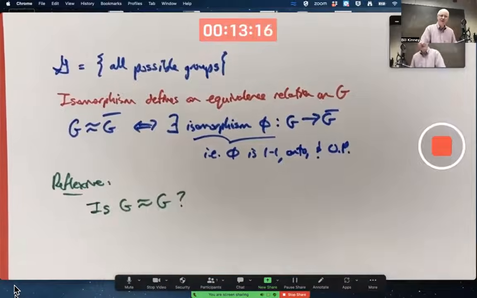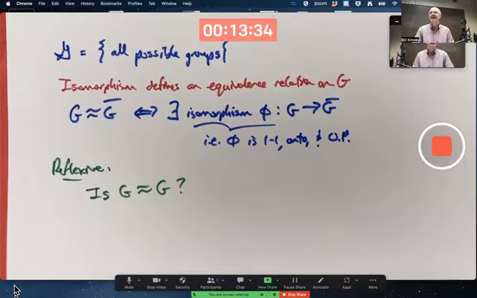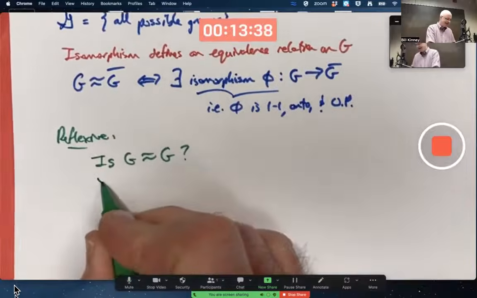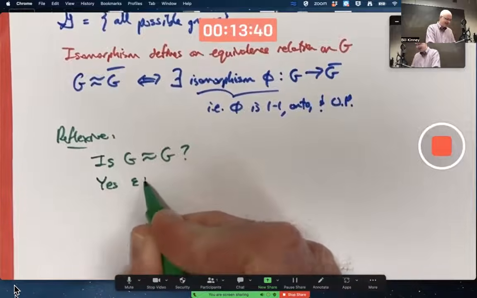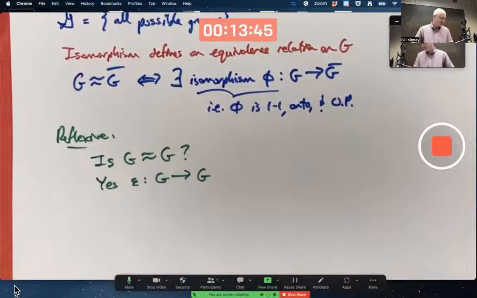Is G isomorphic to itself? G's a group, it's got an identity element. So do we somehow use the E in G to create this isomorphism? I think it probably is better to call it epsilon, because we could think of it as being a permutation. Yes, it would be the identity permutation. Your instinct to call it epsilon was good.